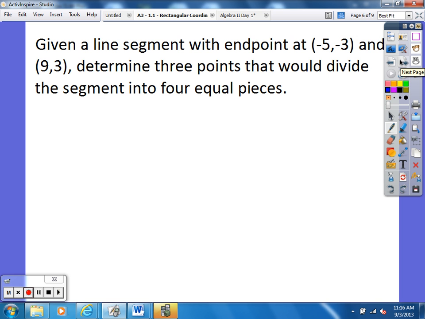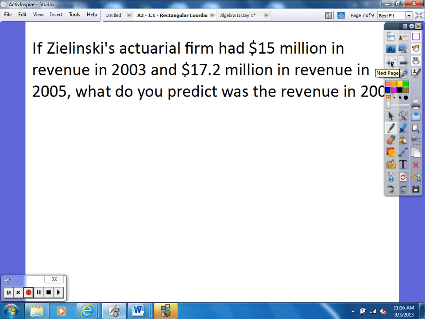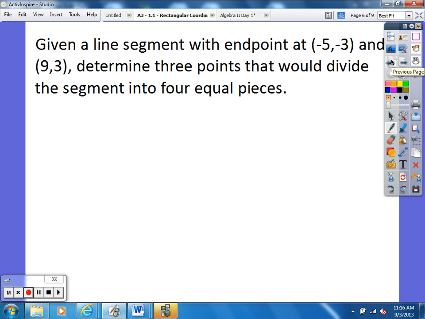All right. Let me see what I've got left. Let's just talk this one through. We don't actually have to do it. So I want you to read it. Discuss with your group what you would do.